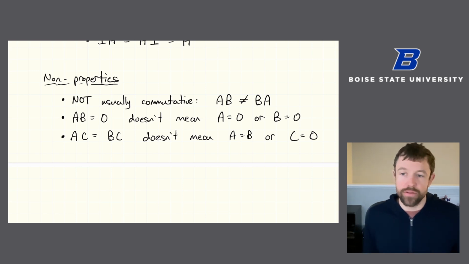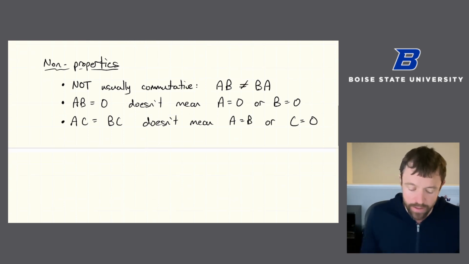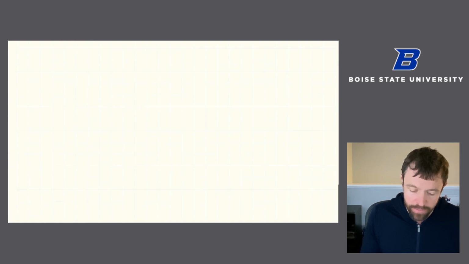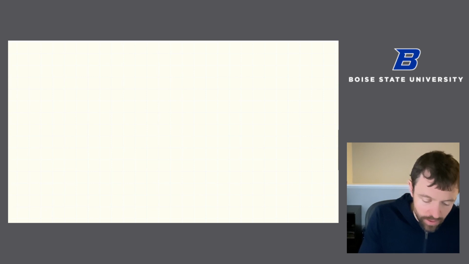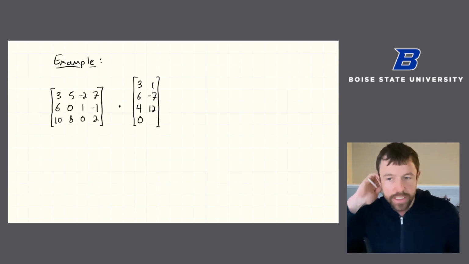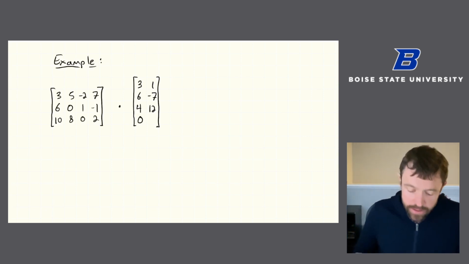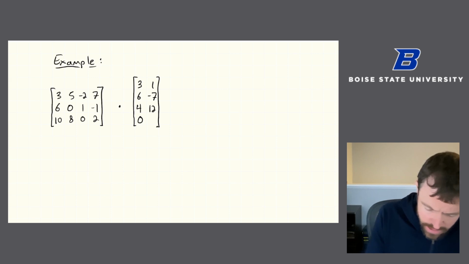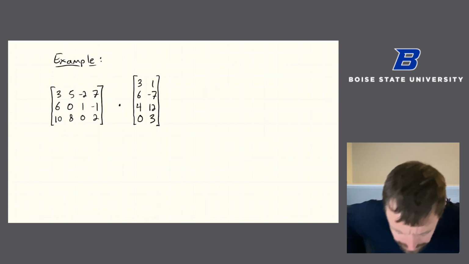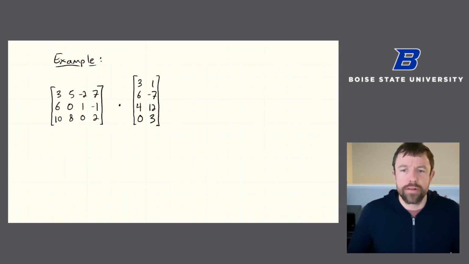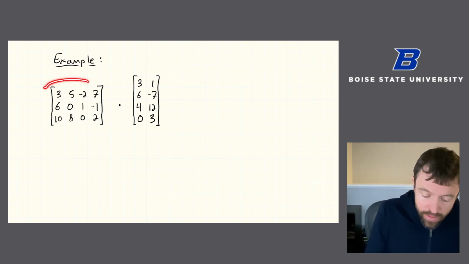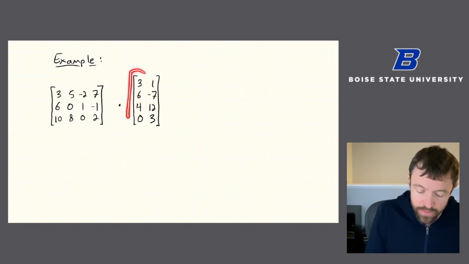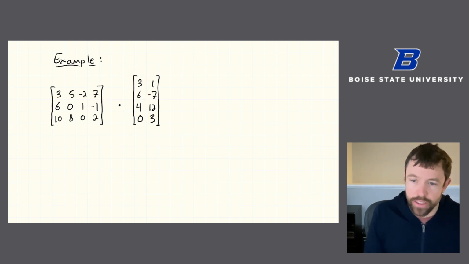Those were the main properties and non-properties I wanted to cover. Now let's look at an example. Oh, my example's not here yet. I was confused as to where it went. All right, so here's an example, multiplying two matrices. I want to multiply these two matrices. And I can do that, right? Because I have 4 columns in the first matrix and 4 rows in the second matrix.